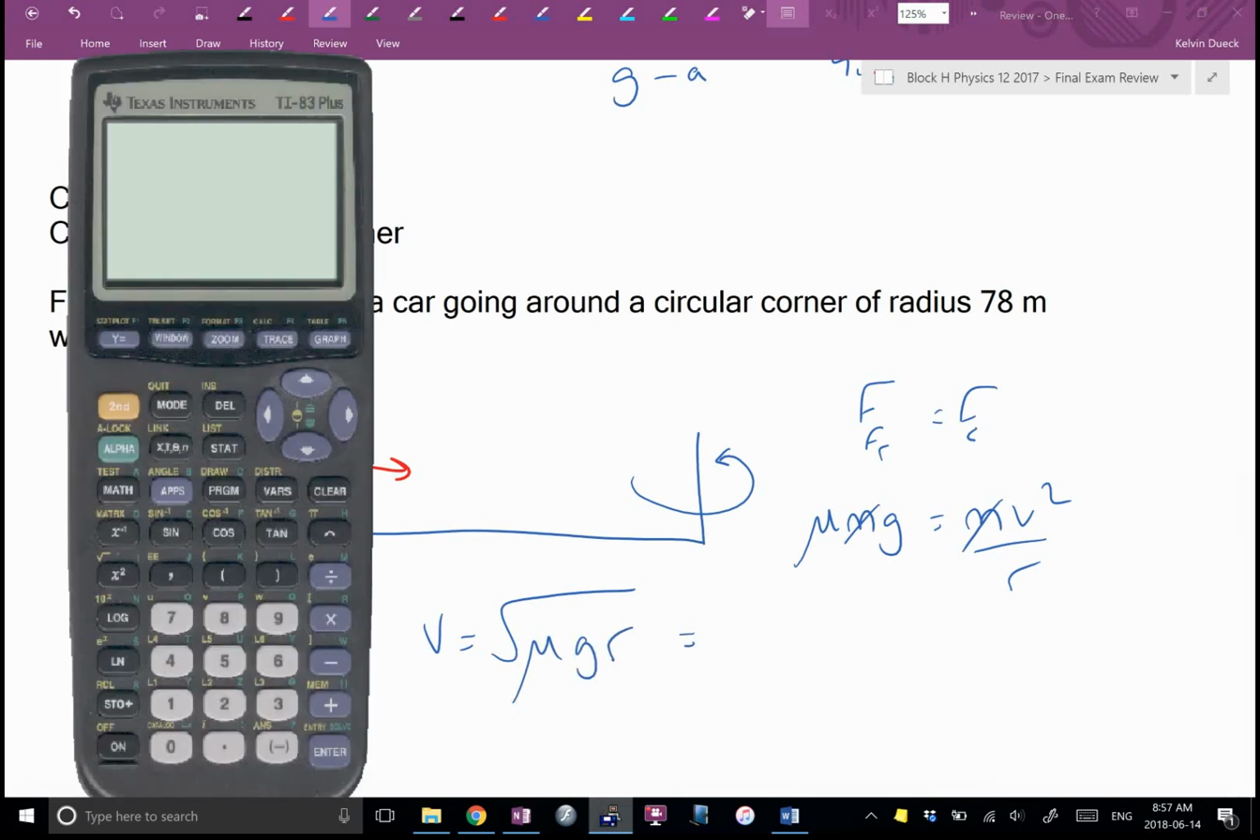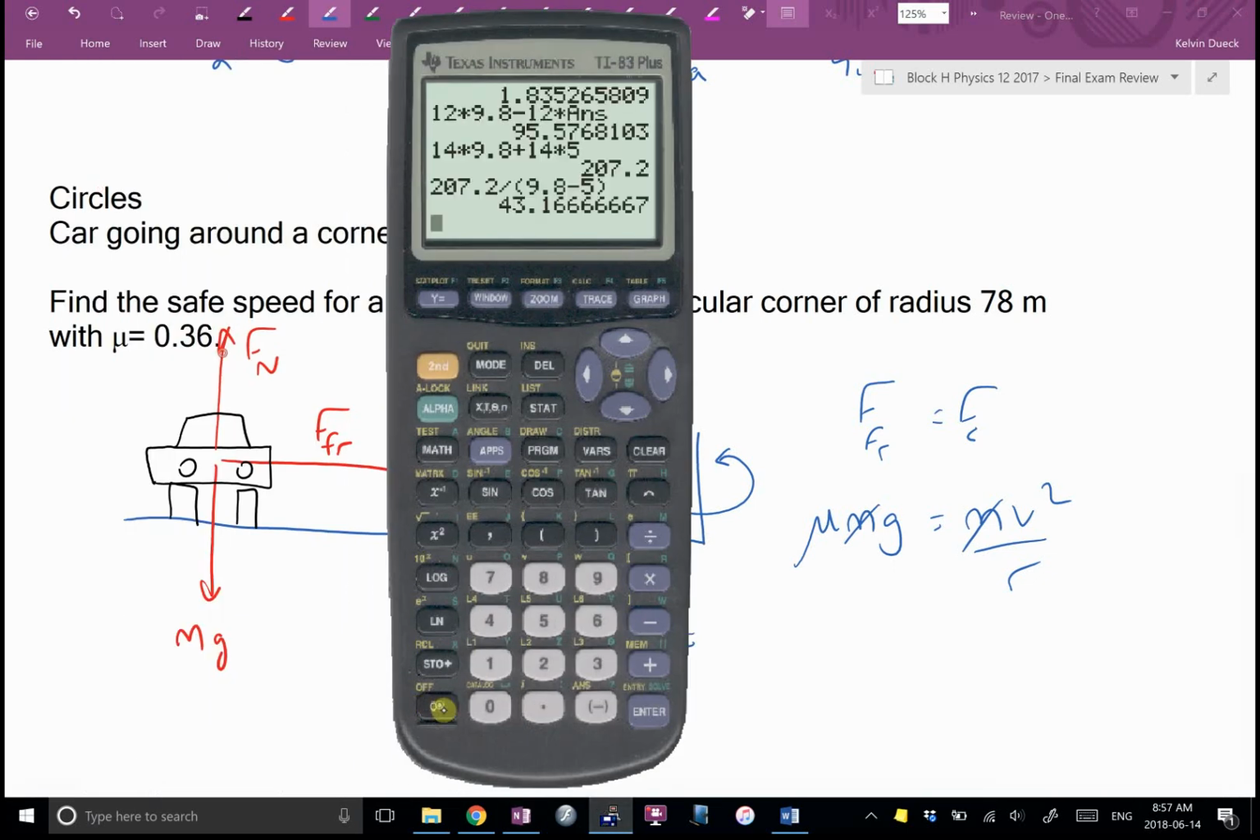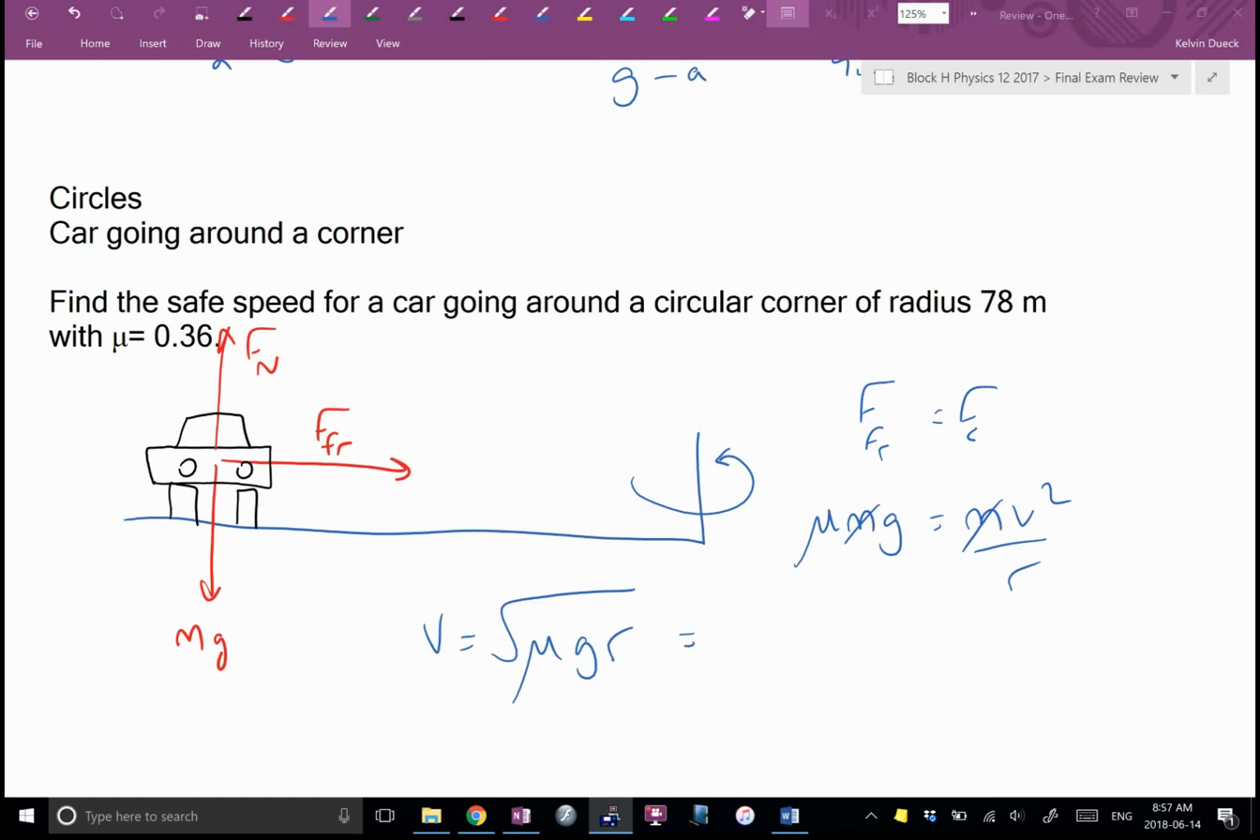And if I really quickly crunch that, mu was 0.36 times 9.8 times 78. 16, oh, that's not bad, times 3.6. Yeah, you can do this at 60 kilometers per hour. We have a fairly safe corner, 16.6.